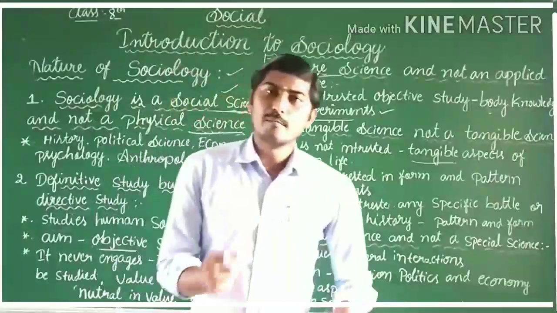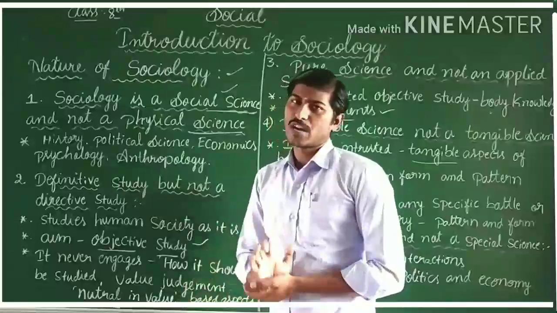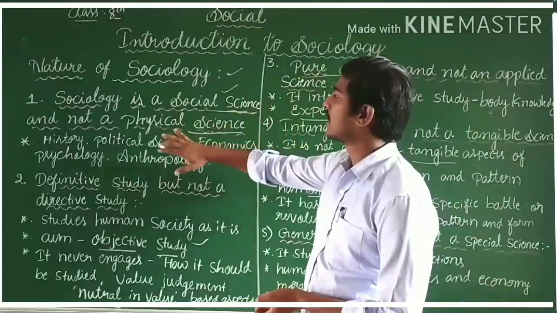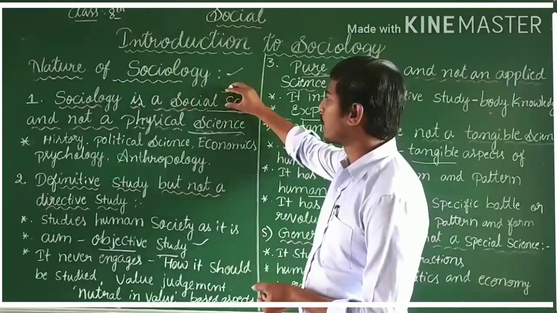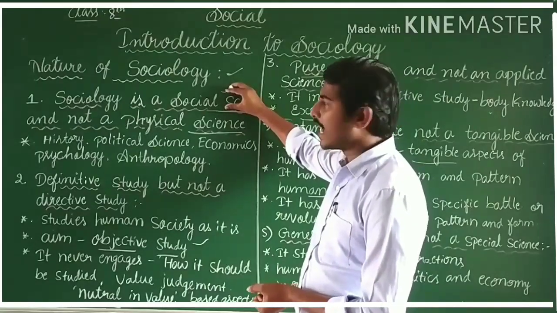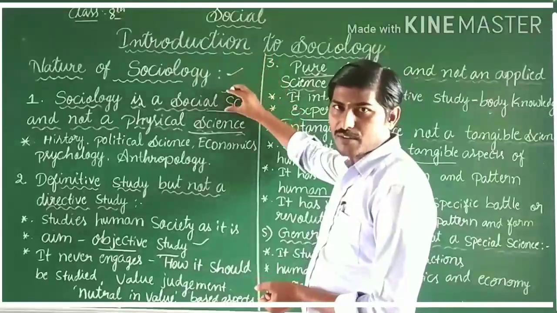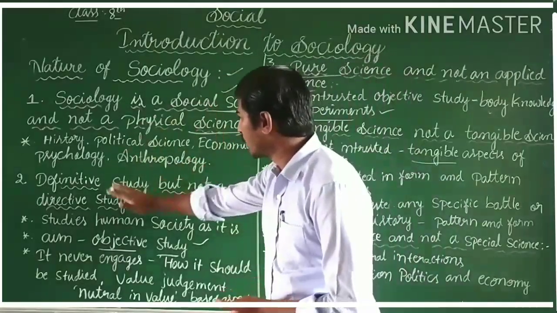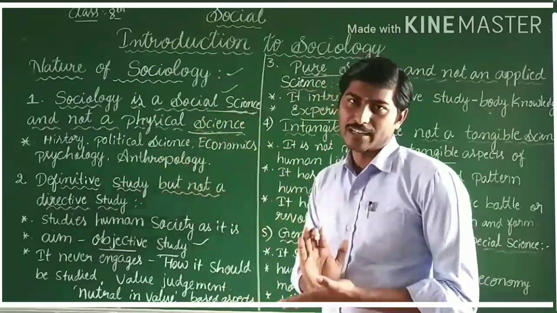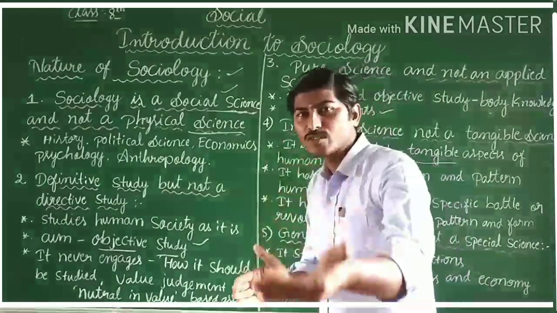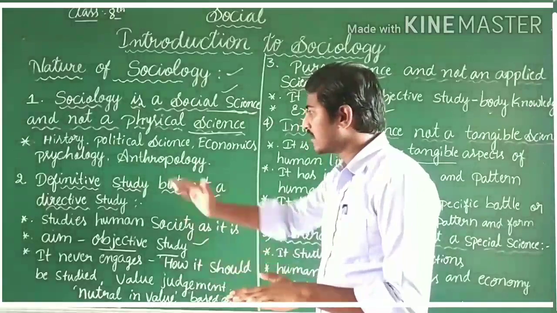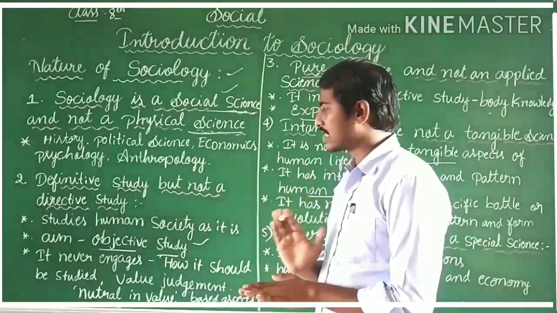Okay, they are the main nature of sociology. The first one is that sociology is a social science, not a physical science. It is one of the branches of social sciences. Sociology is a definitive study, but not a directive study. It is a definitive study of how human society is, as we can study in sociology.